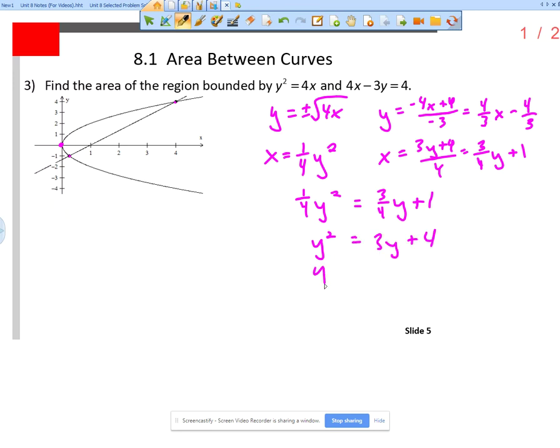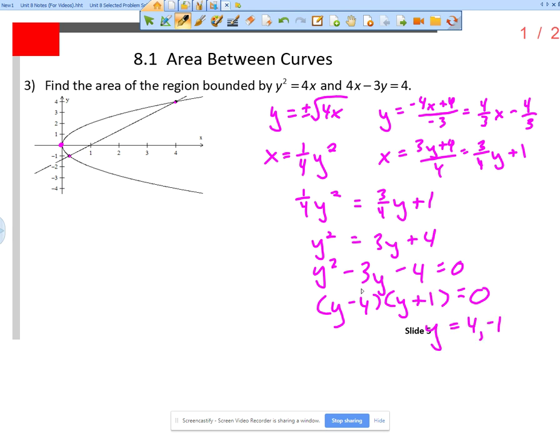Then it's a quadratic, so I'm going to solve by getting everything on one side: y squared minus 3y minus 4 equals 0. Now we want to factor, if possible, otherwise complete the square. This one is factorable: y minus 4 and y plus 1. That means y equals 4 or negative 1. What have we just found? We've found the y values of the intersections. So this one is something comma 4, and this one is something comma negative 1.